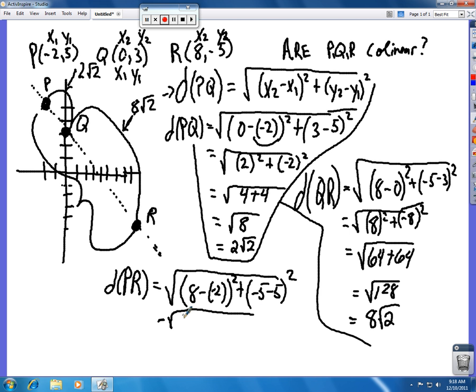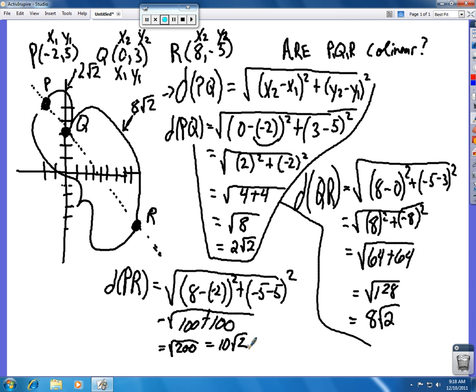So that's going to be 10 squared, which is 100. I'm running out of room here, so I'm just going to join 2 steps together. Negative 5 minus 5, it's going to be negative 10. Negative 10 squared is 100 again. So that's equal to root 200. You can break 200 down into 100 times 2. Then the square root of 100 is 10. So this will be equal to 10 root 2.